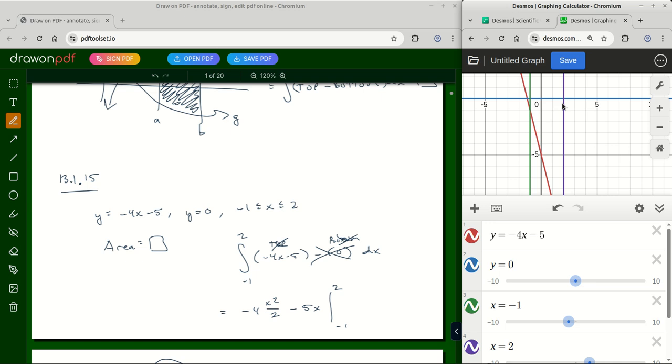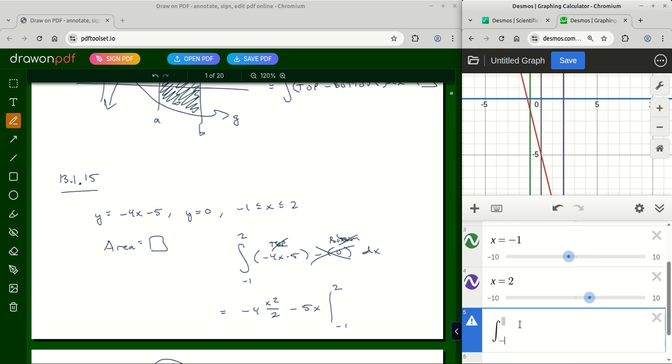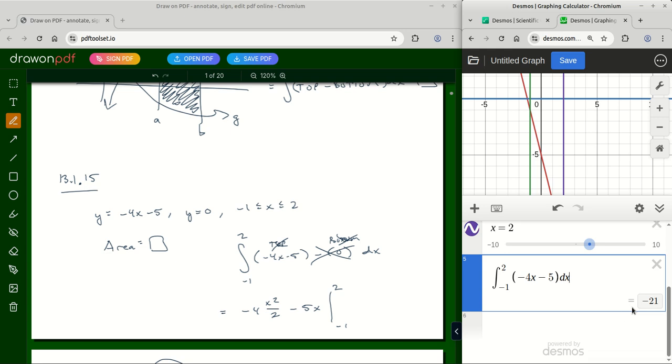Obviously, the blue is on top and the red is on the bottom, and that's why we got that negative, because I had flipped them. But all that's just the graphical. I mean, honestly, we could have just done integral negative 1 to 2, negative 4x minus the 5, and then minus the 0, doesn't matter, dx. Obviously, I got my negative again.